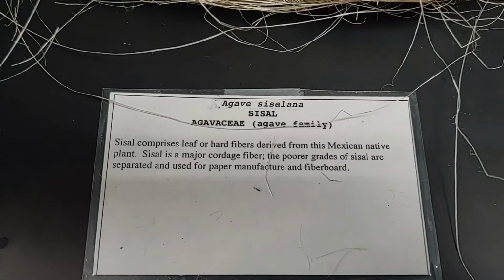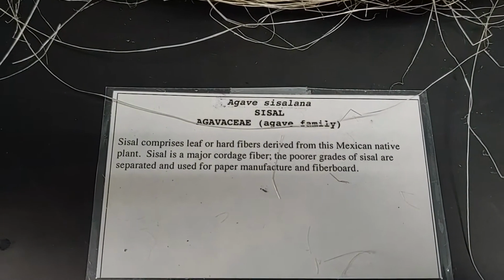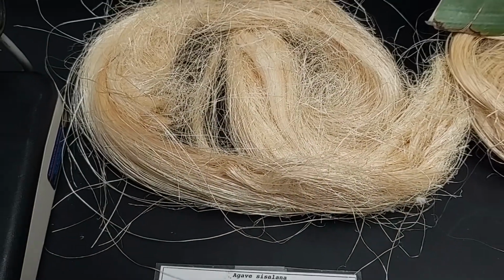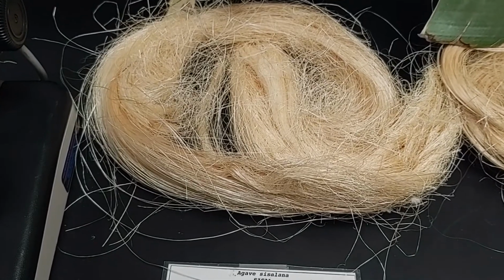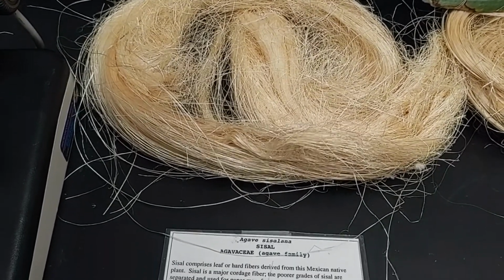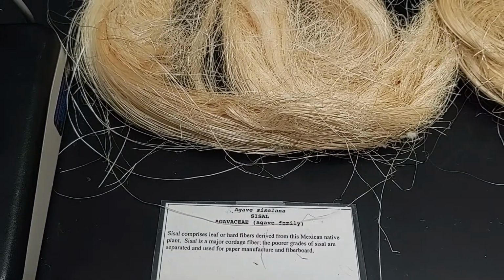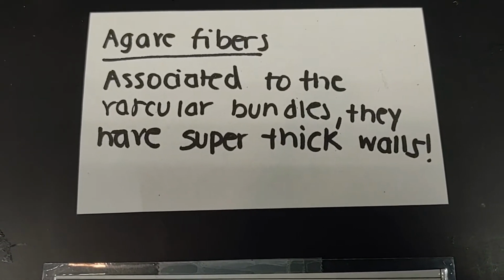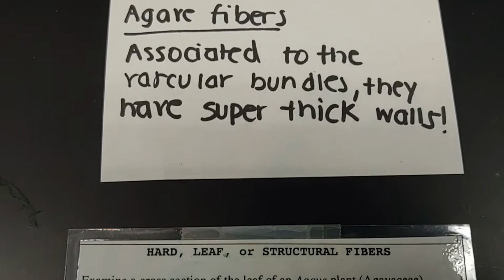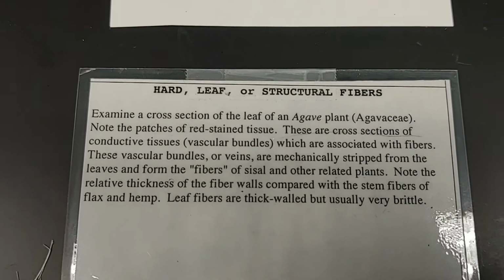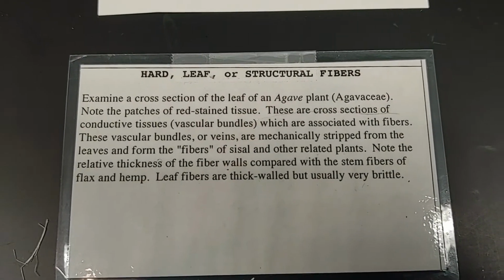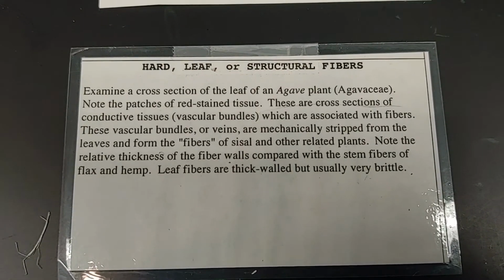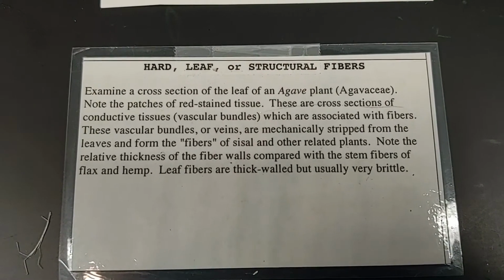Sisal is part of the fibers you can get from the agave plant. And here's an example of that. By corticating the leaves, you can reach down to those fibers. These are those vascular bundles that are very, very thick and parallel to each other as they are in monocots. So now we're going to look at a slide of an agave leaf to see those vascular bundles.